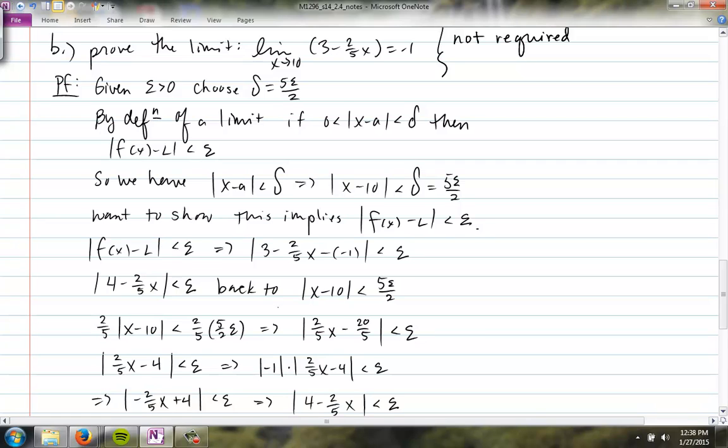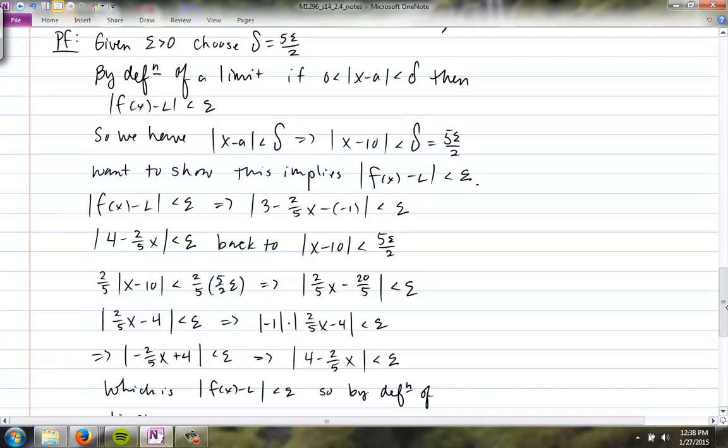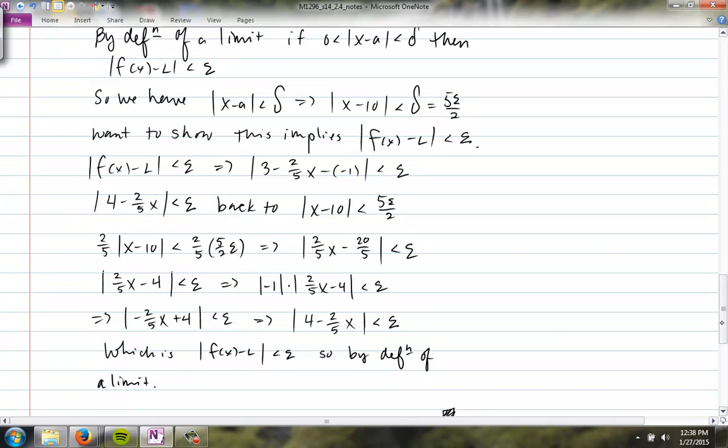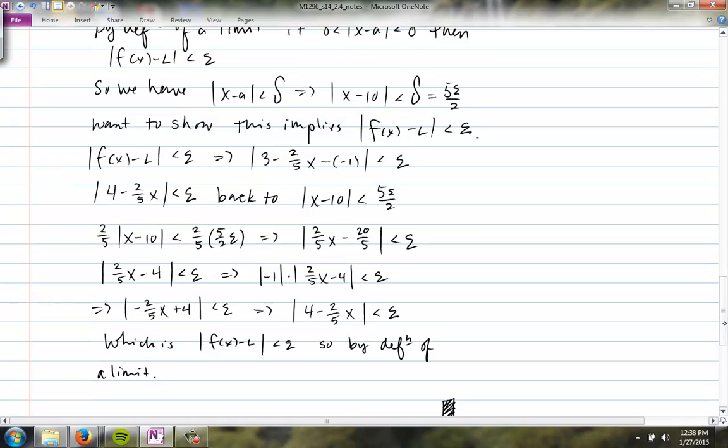And so going back to where we're supposed to start with the absolute value of x minus 10 is less than 5 epsilon over 2, then you start doing this algebra, which is essentially what we did going backwards, starting with what we were trying to show. And you do the algebra to get what we need to have, 4 minus 2/5 x. That is what we need to be less than epsilon, and so that is showing that by definition this function's limit is what we said it was.